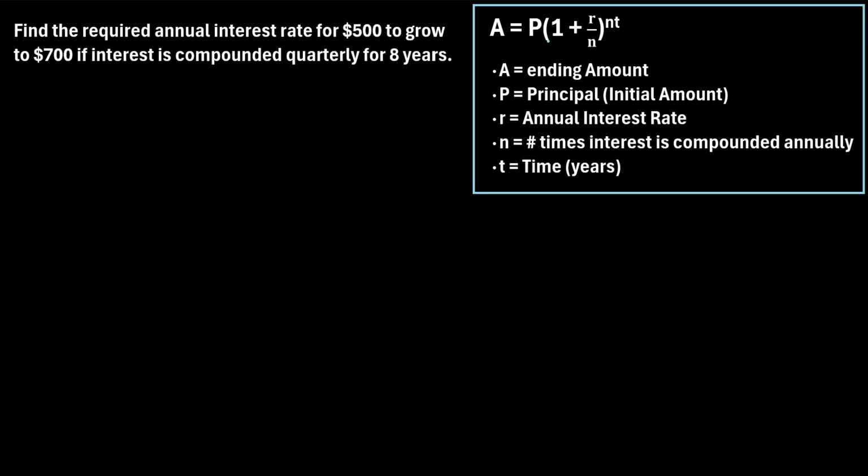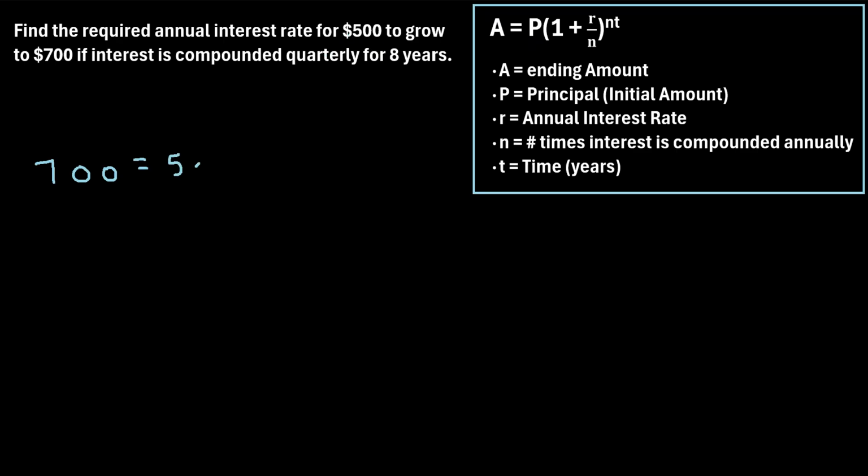So let's go ahead and fill in all the values that we know. A, that's the ending amount. So we want the ending amount to be $700. So here's what we can write. 700 is equal to P, that's the principal or the initial amount. So the initial amount is 500.